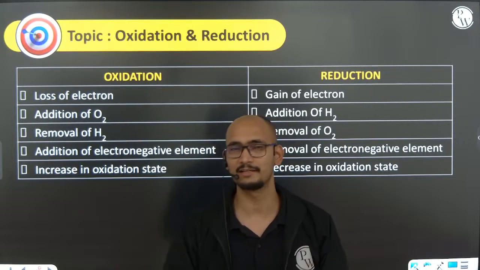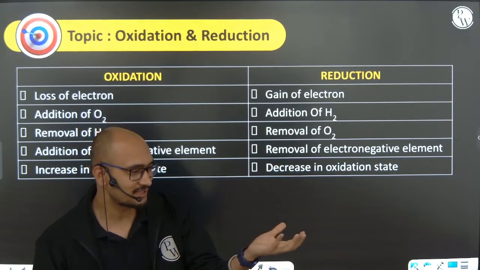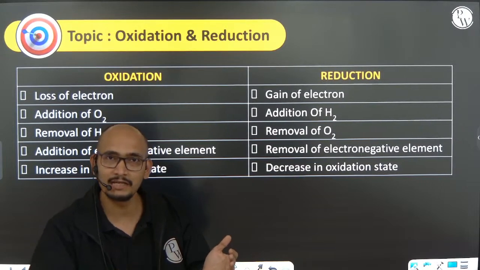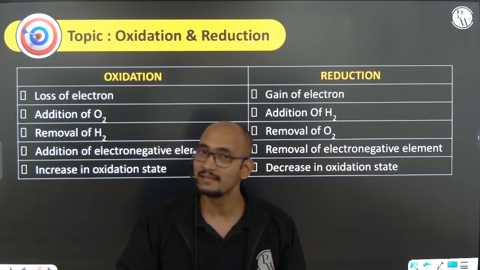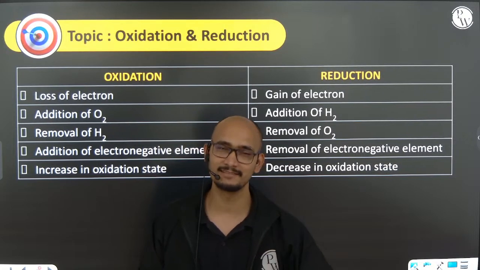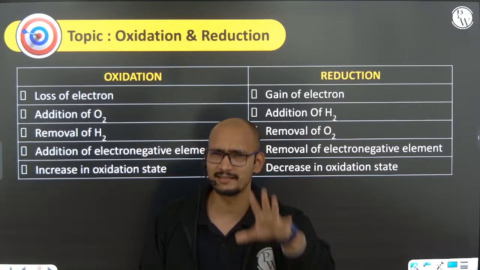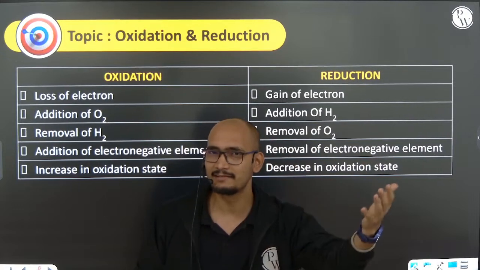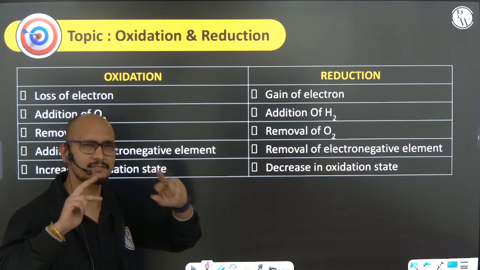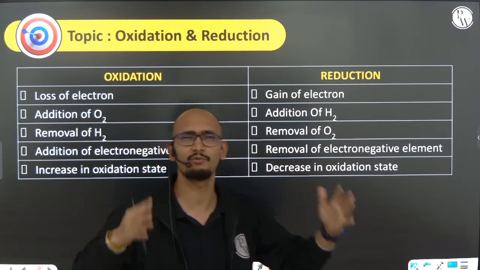Just think opposite, gaining of electron. If something gains electron, being negative, that substance will become more negative or less positive. If something becomes less positive or more negative, its oxidation state is decreasing. If the oxidation state is decreasing, what can we say? We can directly say here the reduction is taking place. So these two things are the best way to understand what is oxidation or what is reduction.